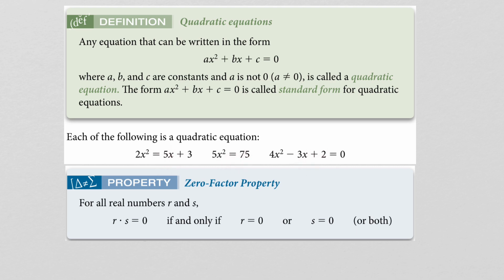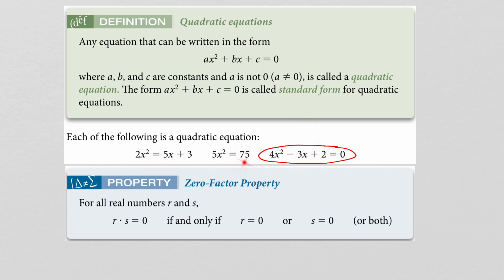So all of these here are quadratic equations. Only the last one is in standard form. So notice that you have 4x squared minus 3x plus 2. So you can make a direct correlation. A in this problem is 4, B is negative 3, and C is positive 2.